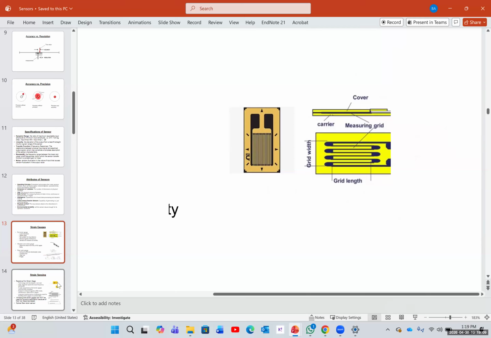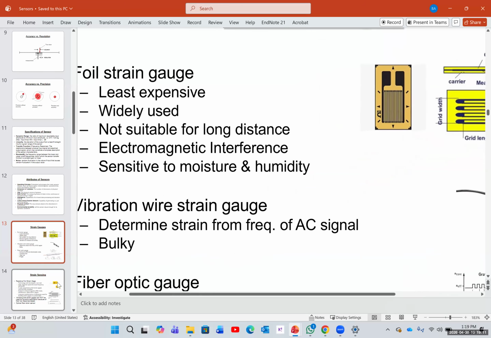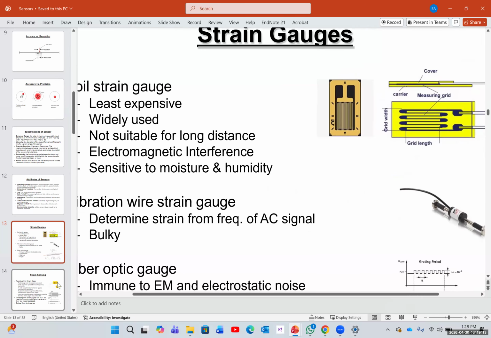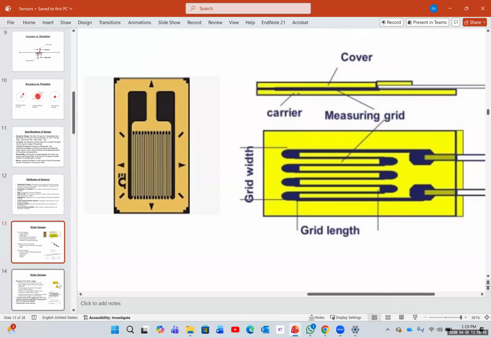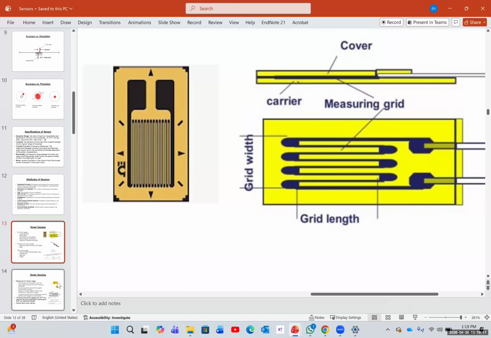So another big problem of these systems is going to be its electromagnetic interference. And another thing, it's the other drawback that it has, its sensitivity to heat and moisture.